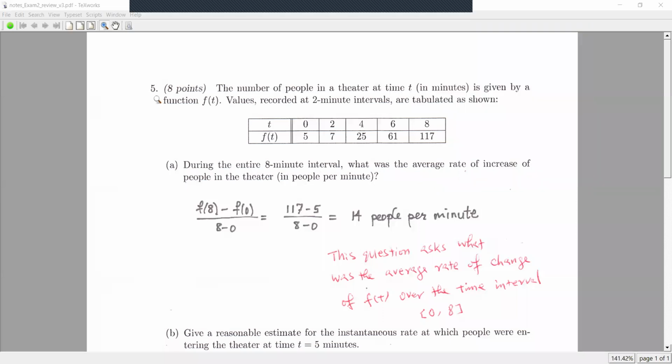Problem 5. This problem is also from Exam 1, Spring 19, and also belongs to section 3.1. The number of people in a theater at time t is given by a function f of t. Values recorded at 2-minute intervals are tabulated as shown in this table.